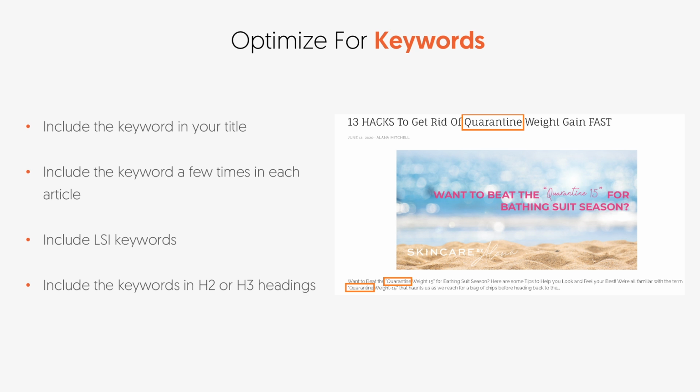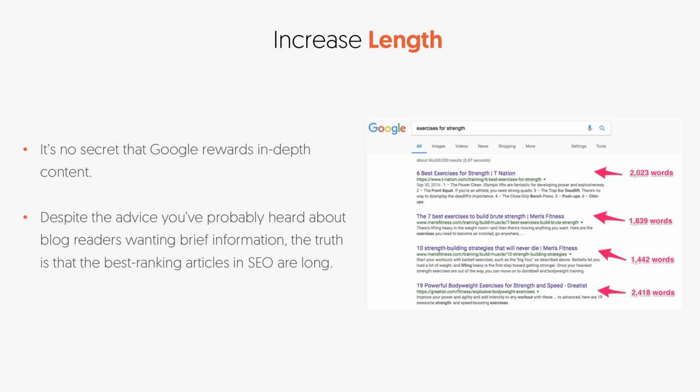You want to optimize for those keywords by putting them in your title tag within the first paragraph or first sentence of your text. You want to put them in your headings, use H2, H3 headings. That helps as well. You also want to make sure your content is really thorough in length.